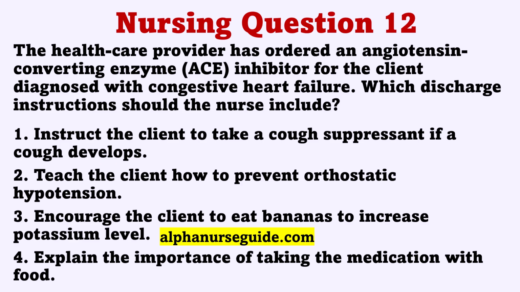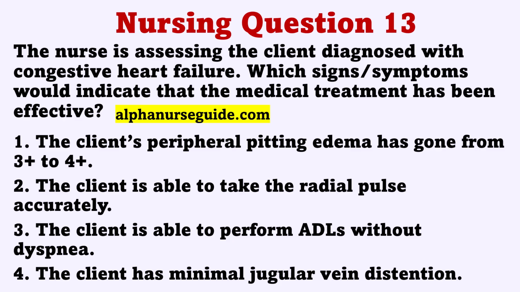The nurse is assessing the client diagnosed with congestive heart failure. Which signs and symptoms would indicate that the medical treatment has been effective? 1. The client's peripheral pitting edema has gone from 3+ to 4+. 2. The client is able to take the radial pulse accurately. 3. The client is able to perform ADLs without dyspnea. 4. The client has minimal jugular vein distension.